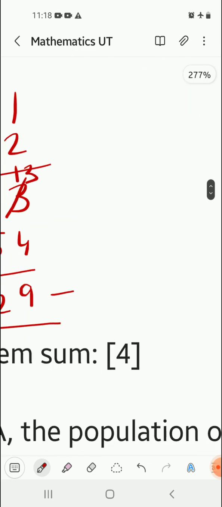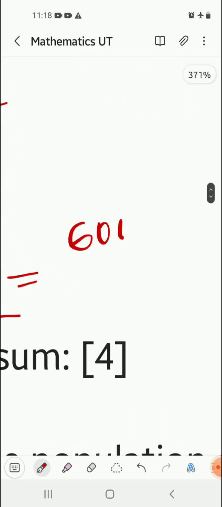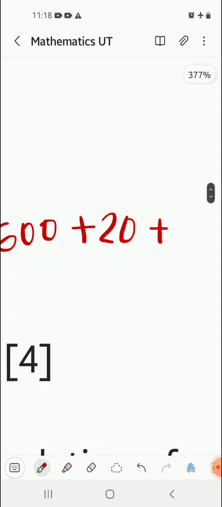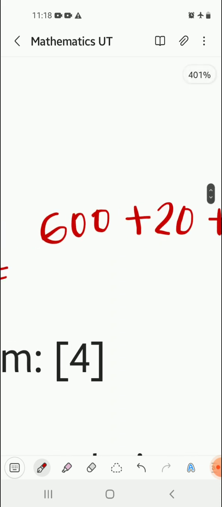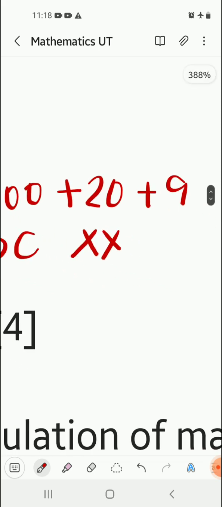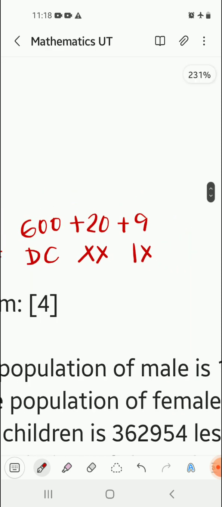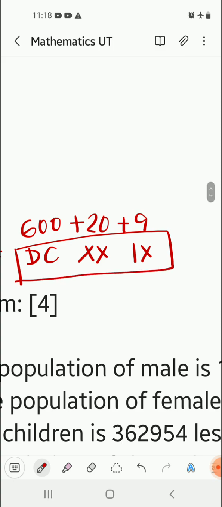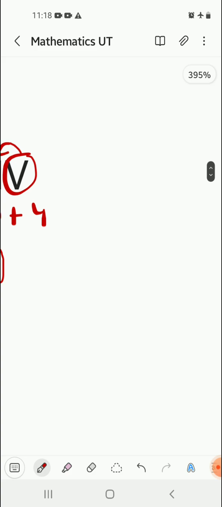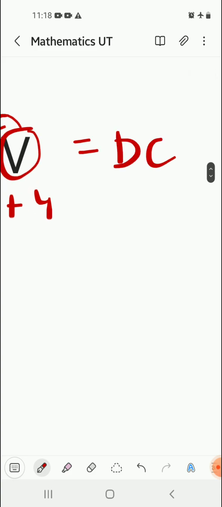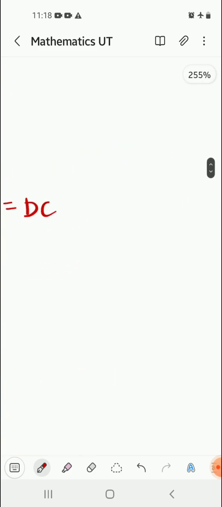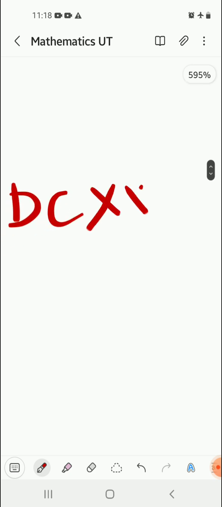Now break it up. 629 can be written as 600 plus 20 plus 9. So 600 is written as D for 500 and C for 100. 20 is written as XX and 9 is written as IX. So altogether it is written as DCXXIX. So the answer will be DCXXIX.